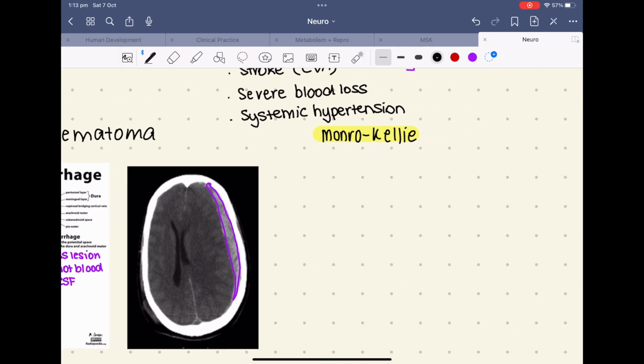You can see that it looks a little bit like a samurai sword, and we say samurai sword starts with S, and so does subdural hematoma. So let's talk about the Monro-Kellie doctrine and how this is affected by a subdural hematoma.